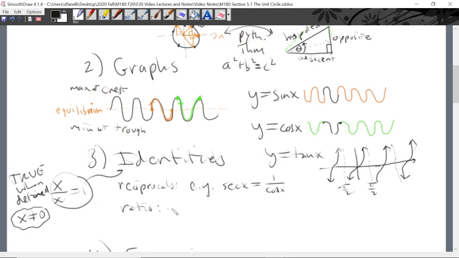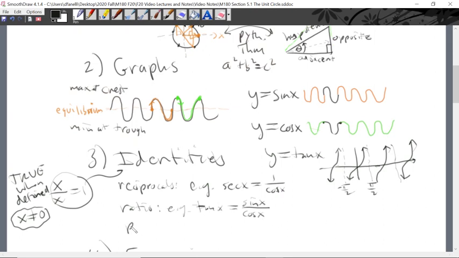Ratio identities, for example, the tangent function. That is, the tangent can be expressed as the ratio of 2 other trigonometric functions. We're going to see that the way the tangent is defined, it's always going to be equal to the sine of x over the cosine of x.